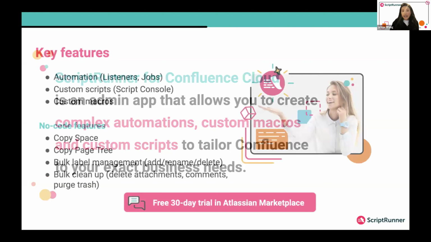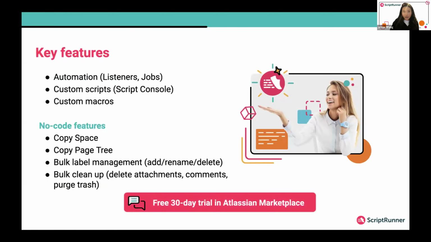So some of the features that allow you to do that are our automation features, which are listeners and jobs. Listeners are the feature that allows you to create triggered automations. We give you the option to trigger automations based on 40 different Confluence events. Jobs are the feature that allows you to schedule automations. For example, for cleanup jobs, if you want to purge trash every month, you can set that as a job.